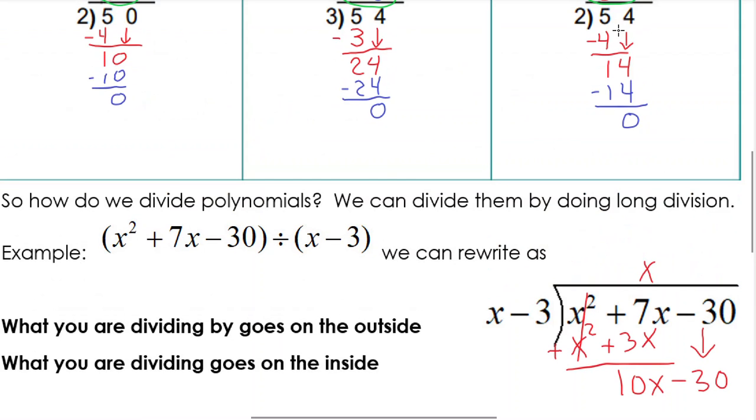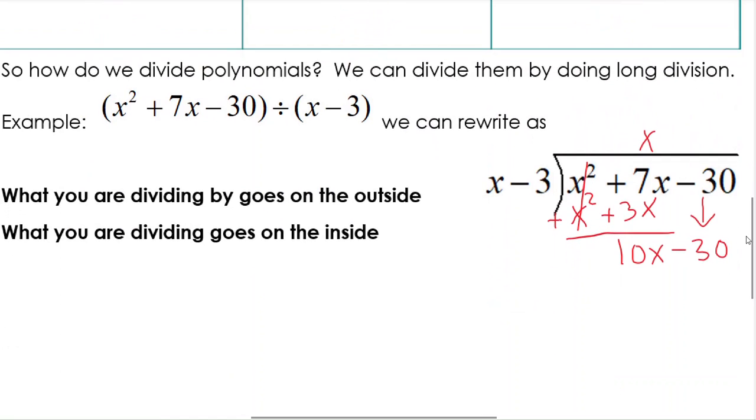Just like how up here we brought down that 4, same thing with these. You bring down what's left over. So now you say to yourself, what times x will give me 10x? Well, that would have to be a positive 10. Positive 10 times x will give me 10x. And then I also have to multiply that by my negative 3. 10 times negative 3 will give me negative 30.